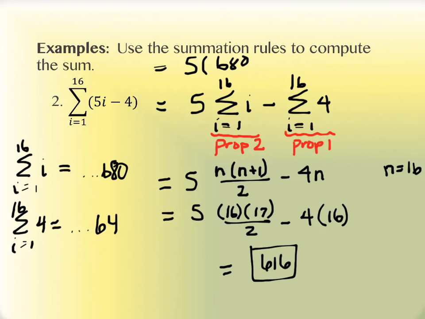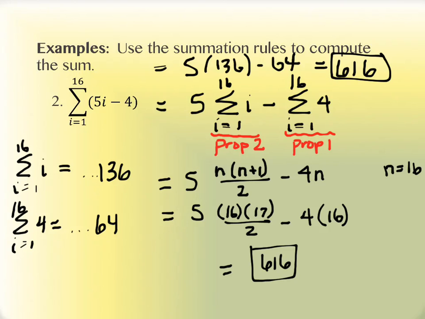Oh, you did the 5 times it as 680. What was the number you got before you did 5 times it? 136. 136. So you'd come over here and done 5 times 136 minus the 64, and then that gives you 616. So your work would have looked a little bit different. The equality parts of it would have looked a little bit different, but you still would have gotten 616 as your final answer.